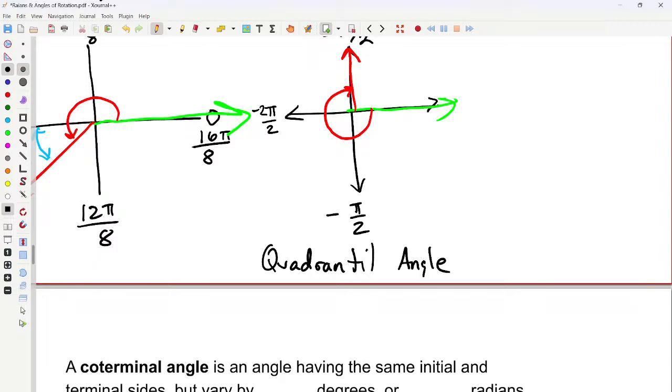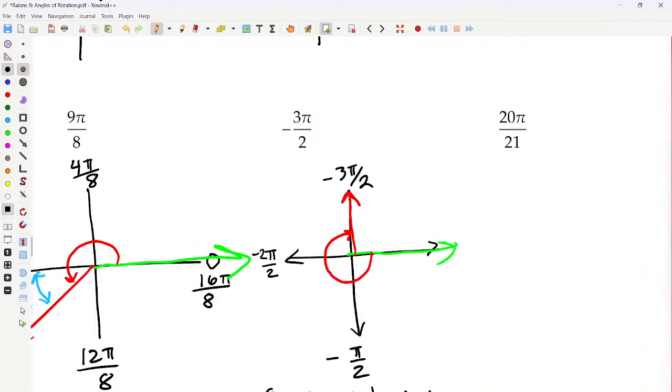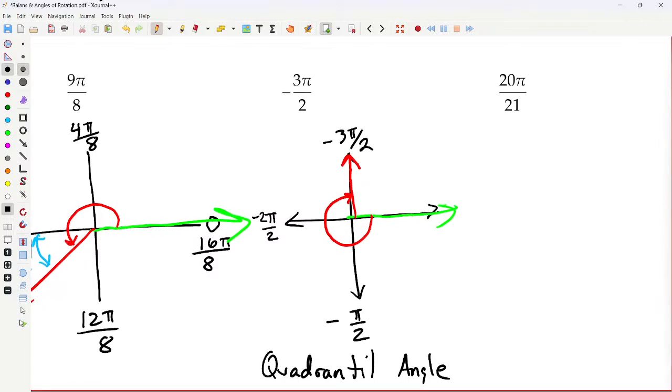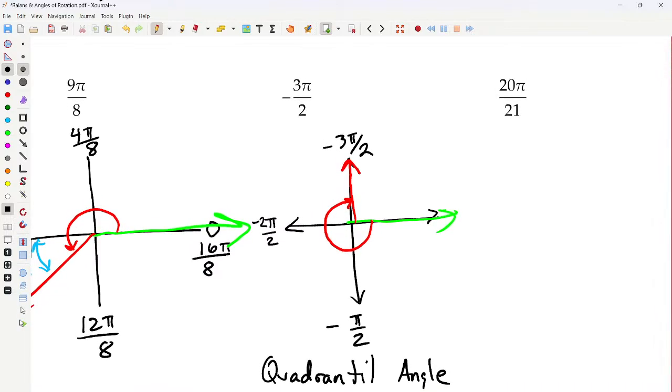Quadrantal. I think that's how you say it. It just looks weird. It's spelled weird. But a quadrantal angle is an angle that separates two quadrants. So basically, anything that's on the axis. It's not in a quadrant. I'm probably never going to say that word again in this course.